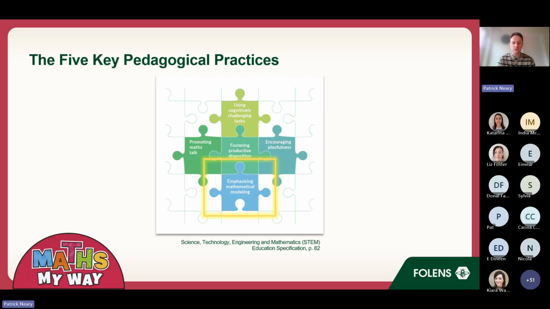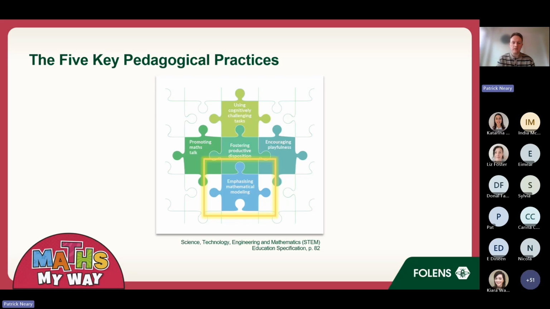That's the whole point of the visual being a jigsaw, that by doing one, there's knock-on effects in all of them. So by choosing one to focus on, like mathematical modeling, and having that as your emphasis with your class, you're also going to see more maths talk. You're also going to be using more cognitively challenging tasks. It's also going to be more playful, and hopefully we're also developing that productive disposition in our students. So it's all interconnected, and by focusing on one, it'll have benefits in all of these areas.